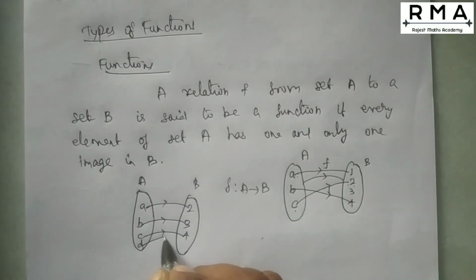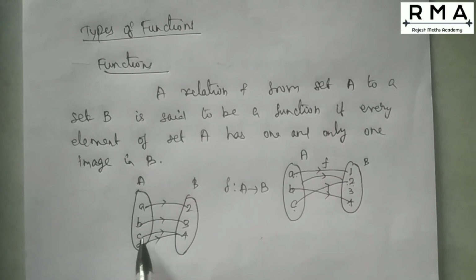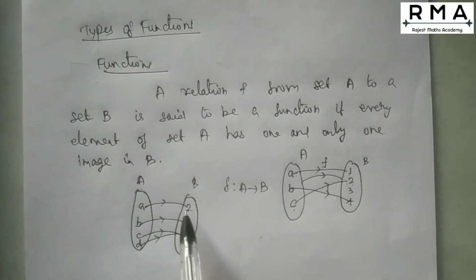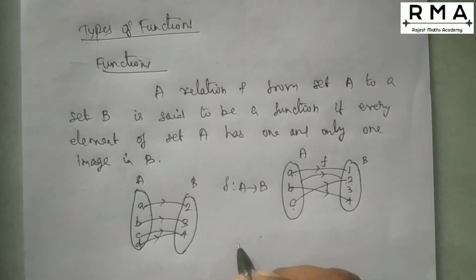One more example. Now, is it a function? What is the definition of a function? Every element of A has a unique image, that is one and only one image in B. See, a has only one image, b has only one image, c has an image, d has 4 as image. So it is a function. Clear? Similarly, I can take one more example.